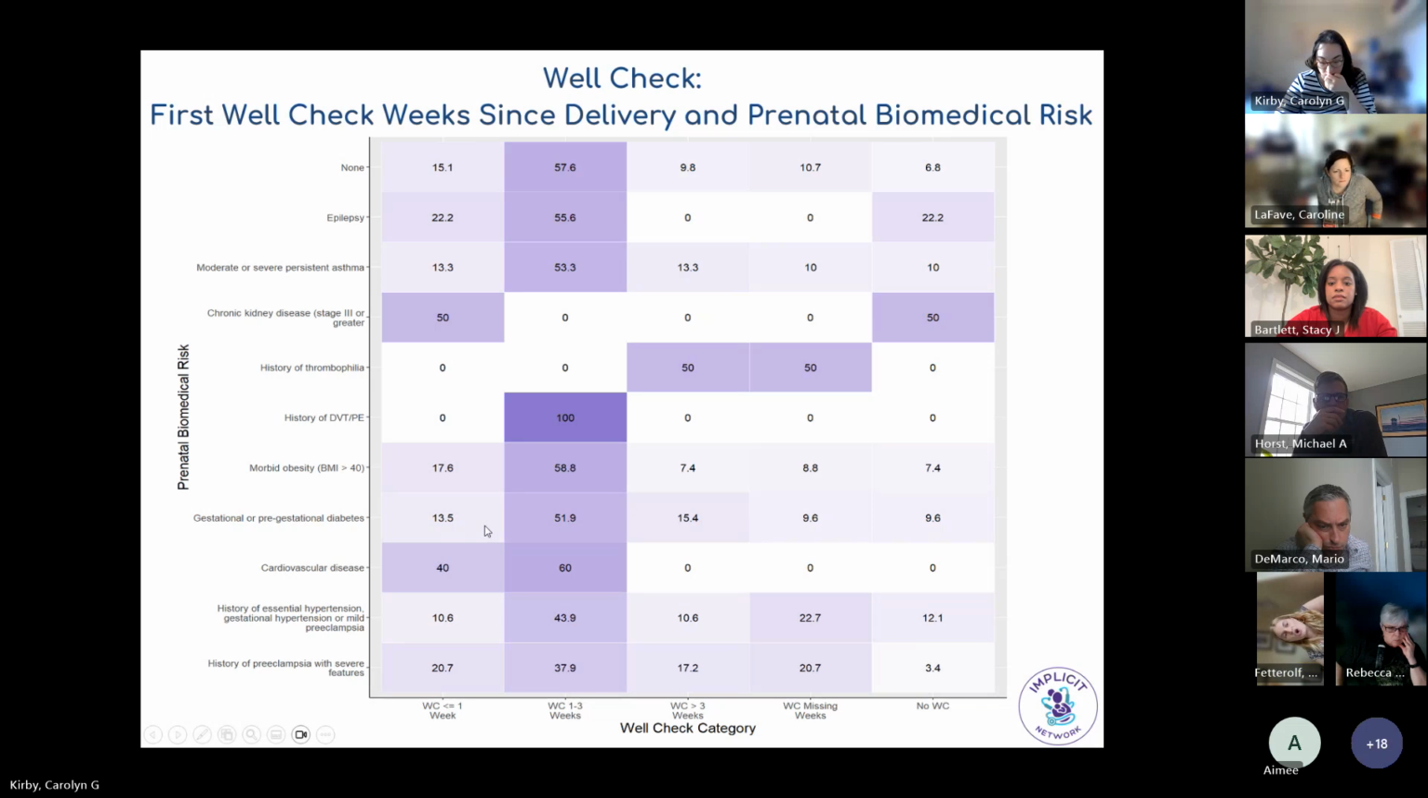I do not have the Ns here, but we do have the Ns from the other tables that we can look at. So we can look at what was the N for the history of DVT-PE. Out of that N, 100% of those patients who screened positive for it had an early postpartum visit within 3 weeks. Next slide.